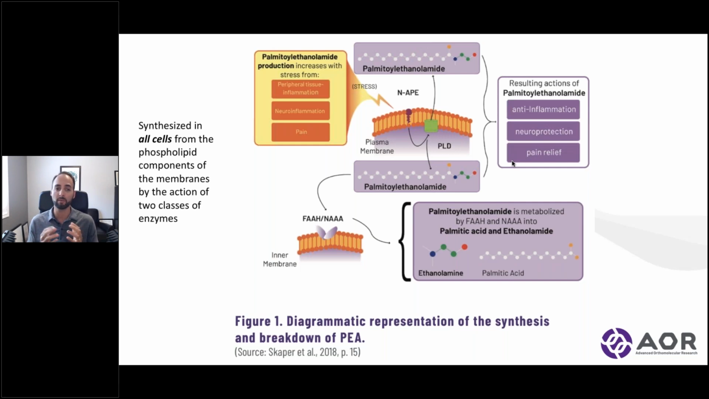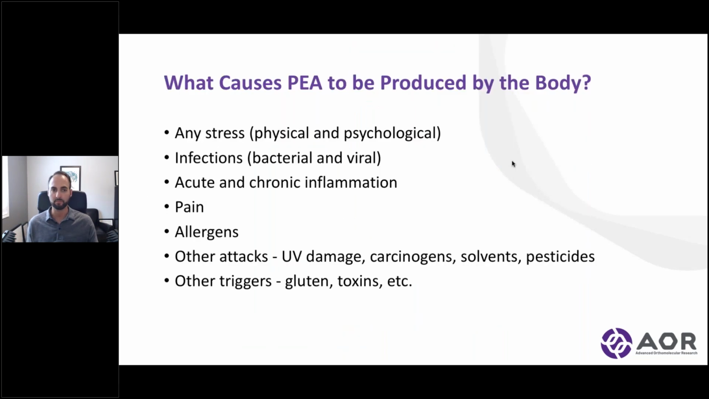And then there are enzymes like FAAH, fatty acid amide hydrolase, and it is the one that breaks it down. So the body's making it and breaking it down almost instantaneously, and it's being produced as needed.